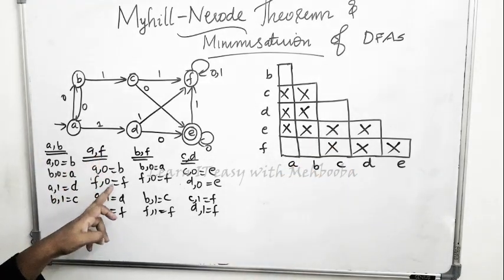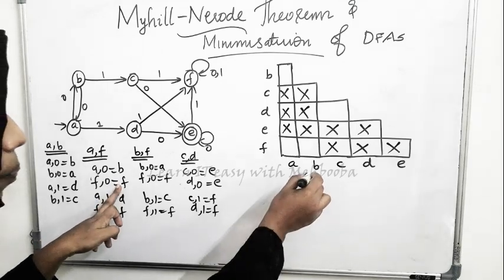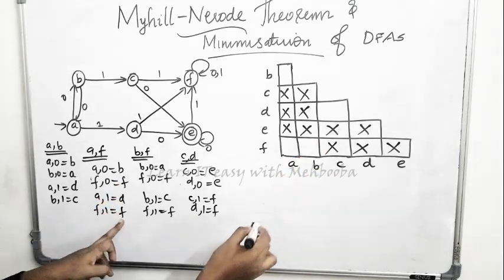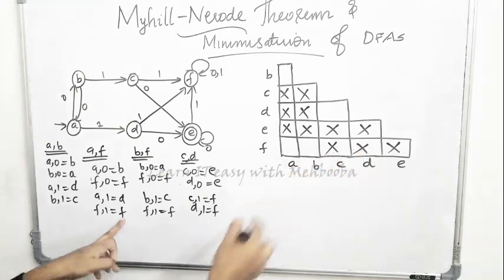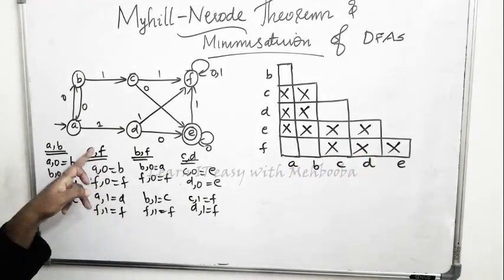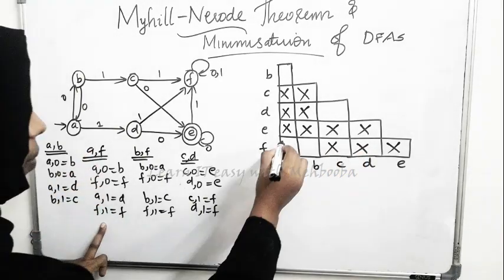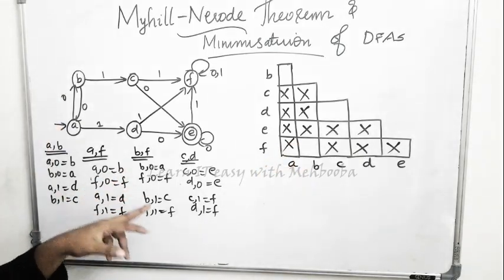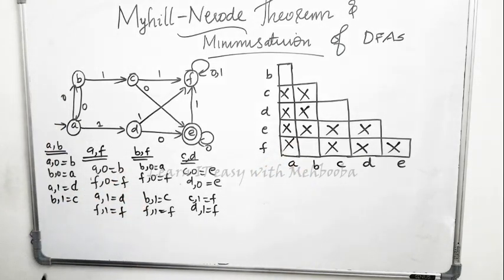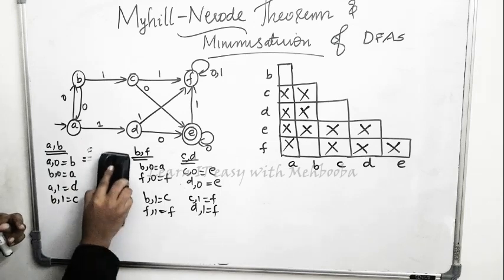Now AF. AF gives the pair BF. BF is not marked. Now DF. DF has been marked. So I can also mark AF. Are you getting me? Yeah. Now, I am avoiding AF because that has been marked now.